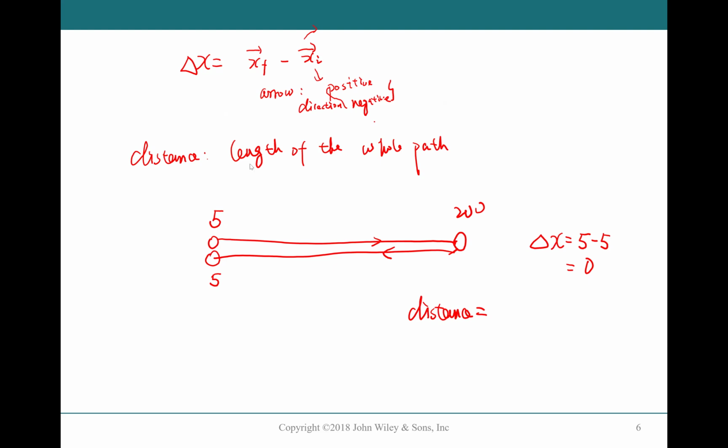By definition, okay, distance is the length of the whole path. How to find the distance? If you know, you can type your answer in the chat so I can see it.